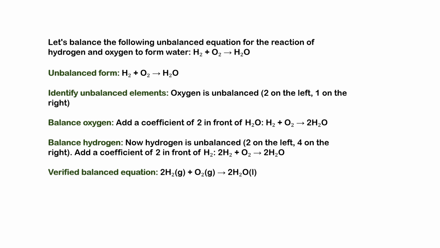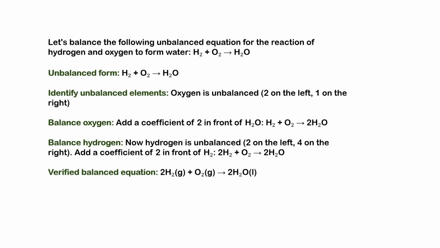So let's balance the oxygens. We'll add a coefficient of 2 in front of the H2O. That makes it H2 plus O2 becoming 2H2O. And now we balance the hydrogen. Now hydrogen is unbalanced. There's 2 on the left, but there's 4 on the right. So we add a coefficient of 2 in front of H2, making it 2H2 plus O2 becomes 2H2O. And now we verify the balanced equation.